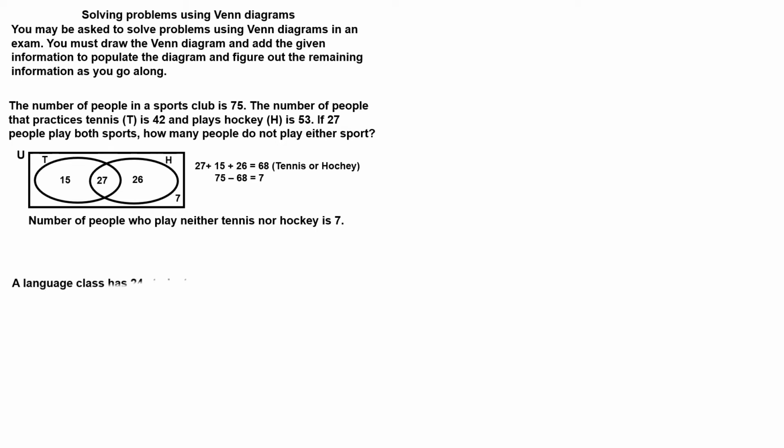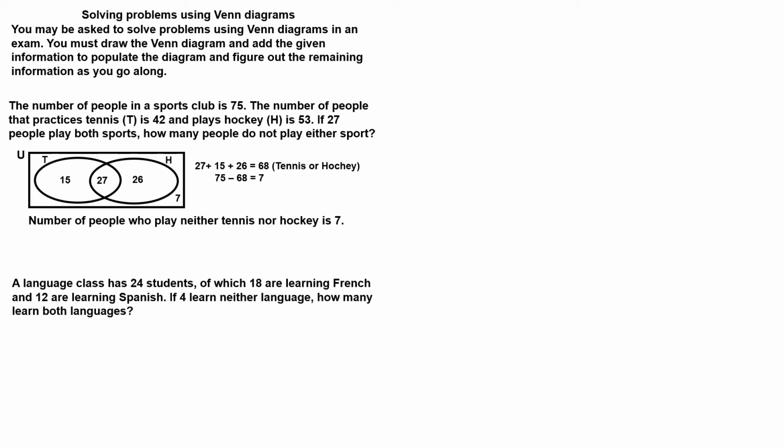A language class has 24 students, of which 18 are learning French and 12 are learning Spanish. If 4 learn neither language, how many learn both languages? Let the universal set be the class of 24 students. Let F and S be the sets of students learning French and Spanish, respectively. We will draw two overlapping circles and notice that the overlapped part belongs to both French and Spanish.